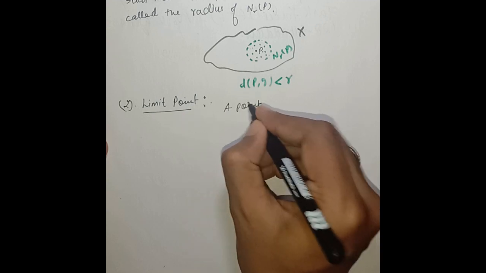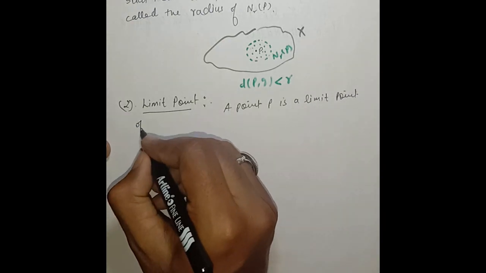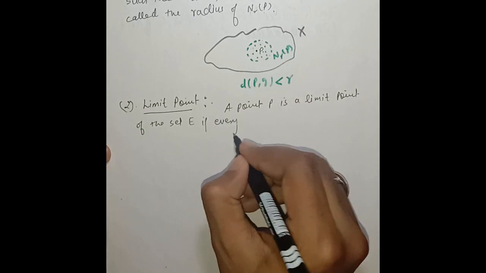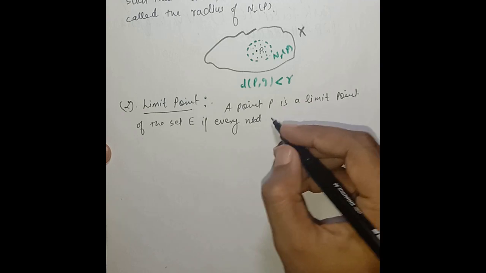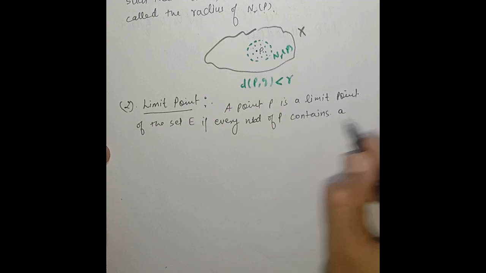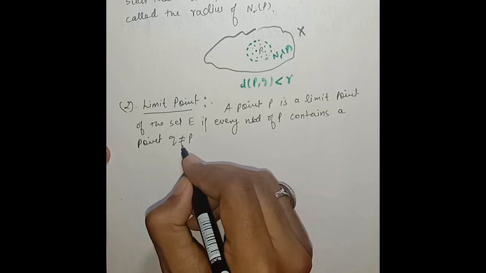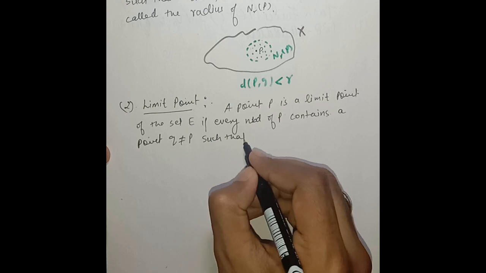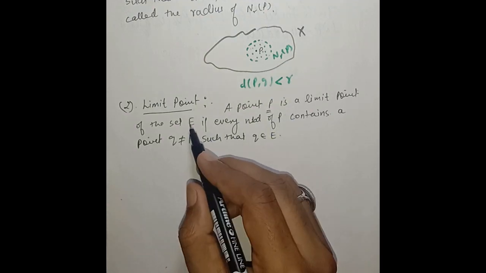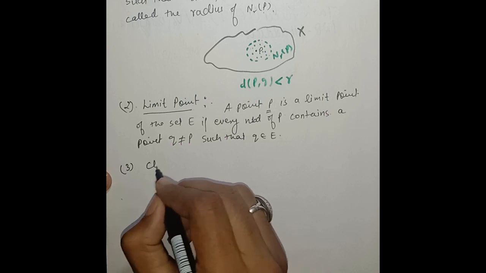A point P is a limit point of the set E if every neighborhood of P contains a point Q which is not equal to P, that is different from P, such that Q is in E, then the point P is called the limit point of E. Now the third definition, closed set.